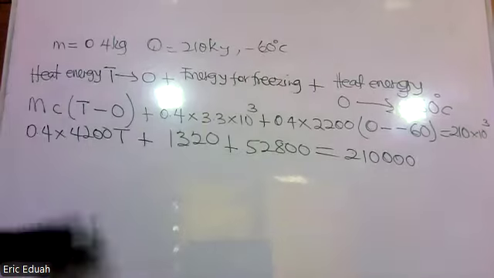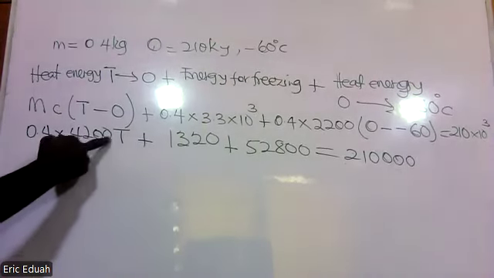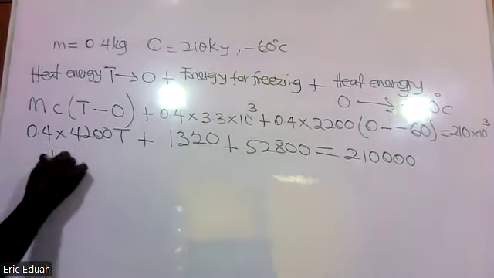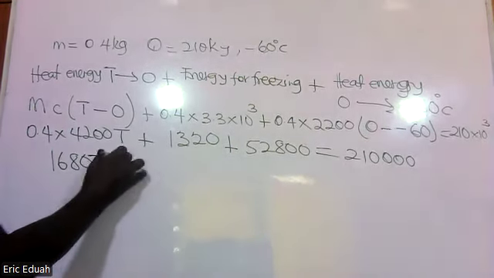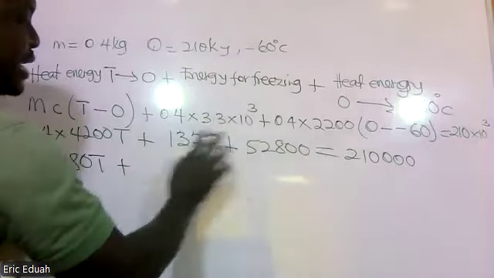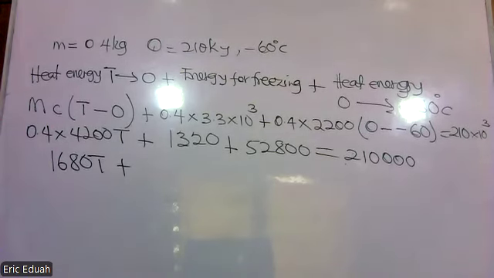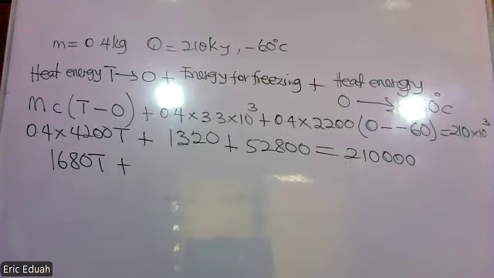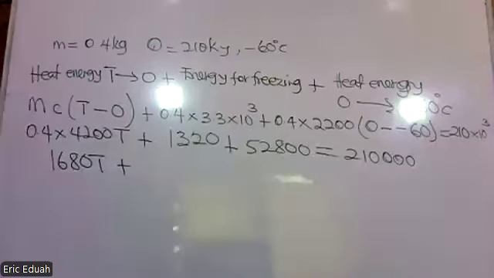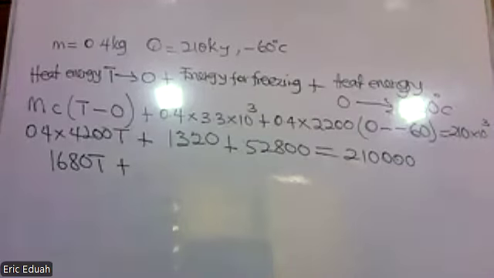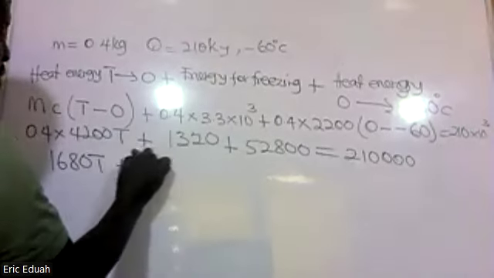So with this, whether you cancel the zeros or not, the value will be the same. I think this is 1680 plus, add this and this for us. 1320 plus 52,800. This is 54120.